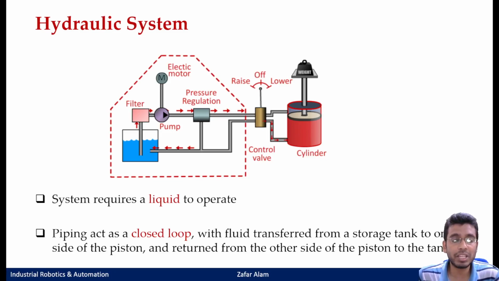Again, the system requires a liquid to operate, since this is a hydraulic system, and the piping acts as a closed loop. I told you in the previous part. So this acts as a closed loop system, with the fluid transferred from the storage tank to one side of the piston and returned from the other side of the piston to the tank. So what does this sentence mean? If you have to extend the cylinder, you will be putting the pressurized fluid here, and the fluid that was present on this side has to be drained from here and connected to the reservoir, back to this place. So again this has to work in a closed loop system.